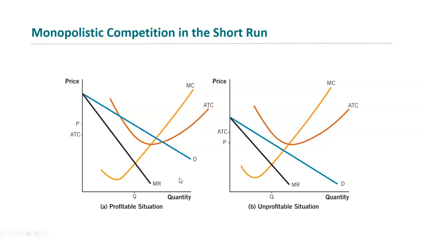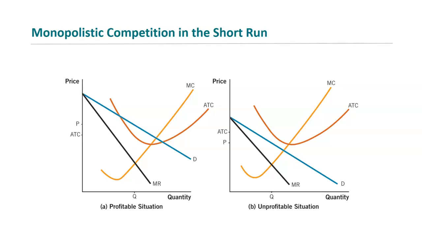So what we're looking at here in this slide is two situations that a monopolistically competitive firm could be in. And so let's look first at the one on the left. So this is a profitable situation. This firm, like any firm ever, is going to follow the profit maximizing rule.